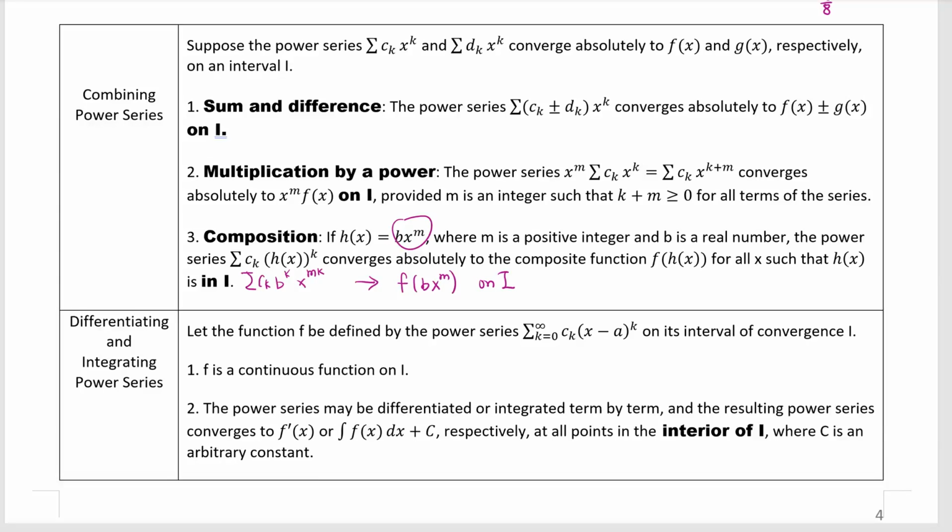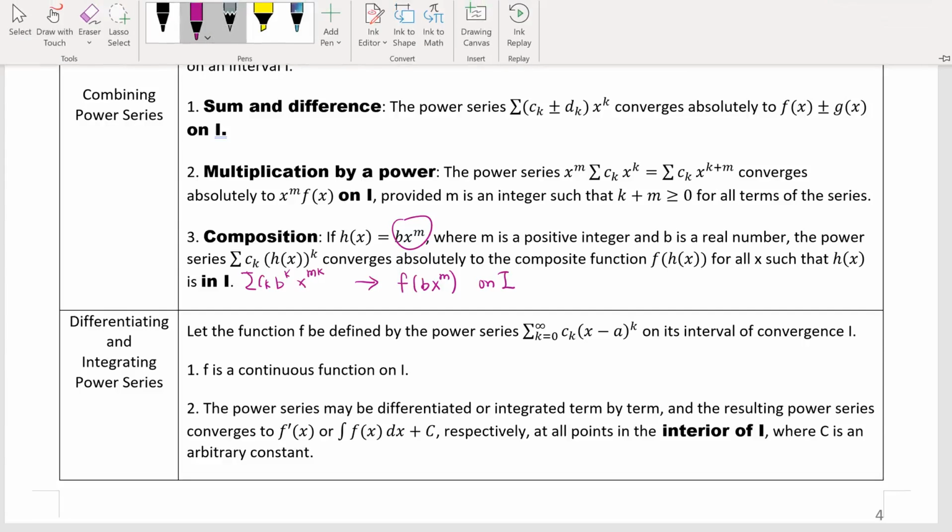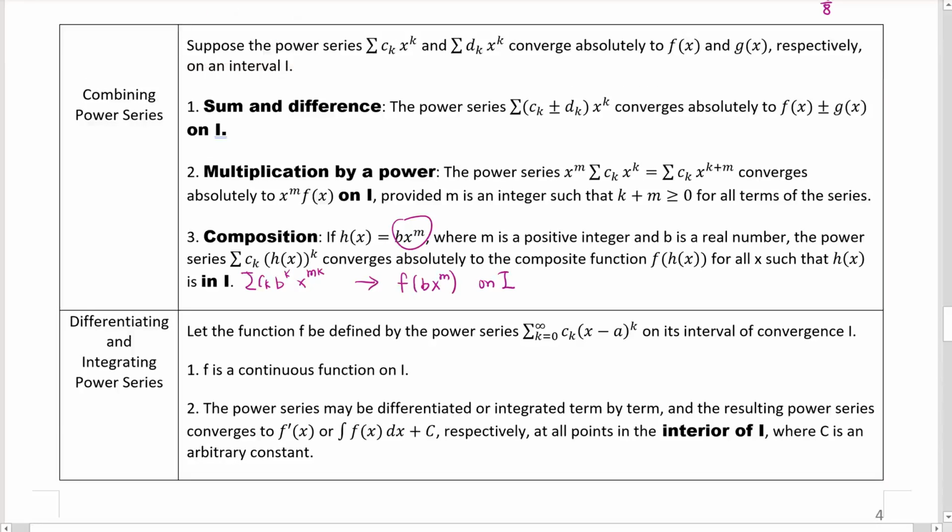Okay, so that is combining power series. Next, let's differentiate and integrate the power series. I also want to emphasize that when we add or subtract two power series, or multiply a power series by a number, the interval of convergence is still I, and for the composite function, you're going to make sure h of x is also in I. Okay, so the interval of convergence is the same as before.